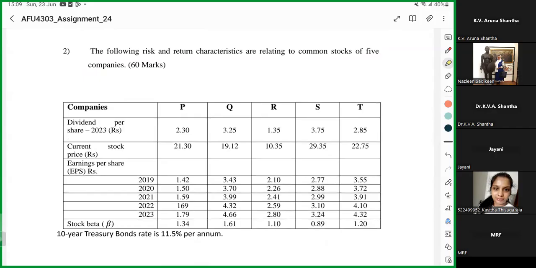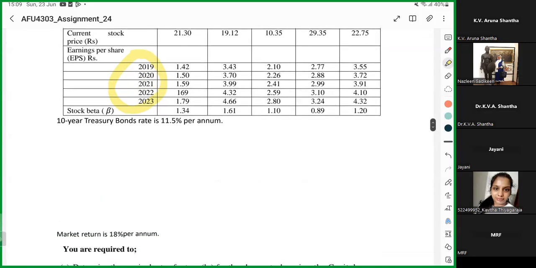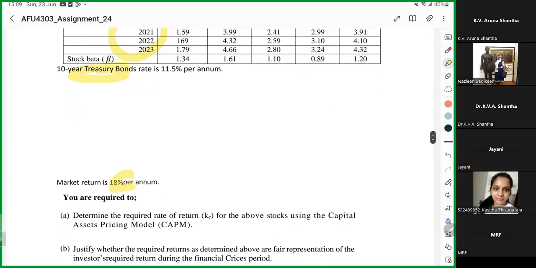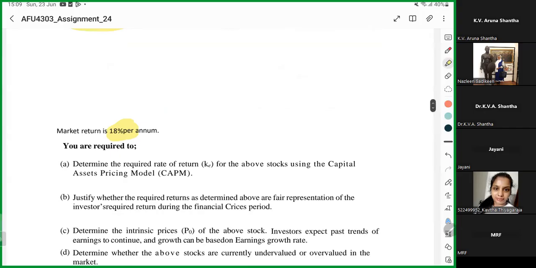Right. Now you have 5 companies, dividend per share, current stock price, and earnings. Last 5 years, earnings per share. Then you see a treasury bond rate, market return. So the first question is, you calculate the required rate of return, KE.